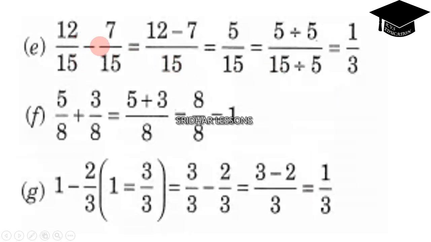Next, 12 by 15 minus 7 by 15. That means 12 minus 7 by 15, that is equal to 5 by 15. And on further simplification, it becomes 1 by 3. Okay. Next, 5 by 8 plus 3 by 8. Since the denominator is equal, 5 plus 3 by 8 is equal to 8 by 8, which is equal to 1.